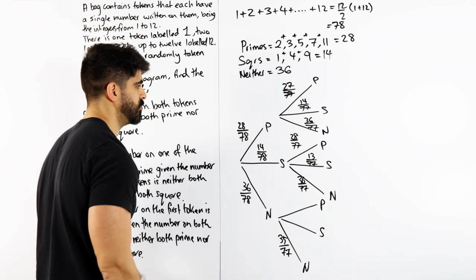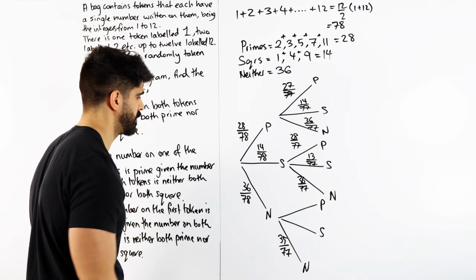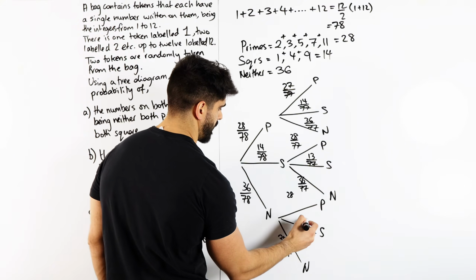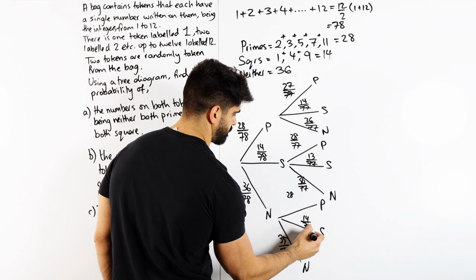Remember guys, in the exam, utilize as much space. They give you tons of paper. So if we take a neither, there'll still be the same number of primes and squares.